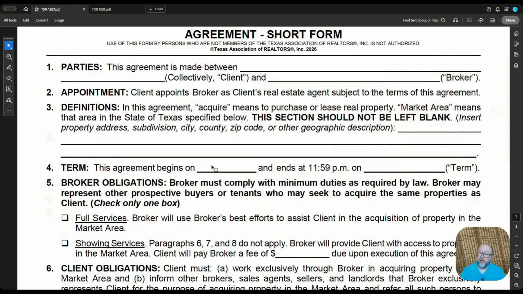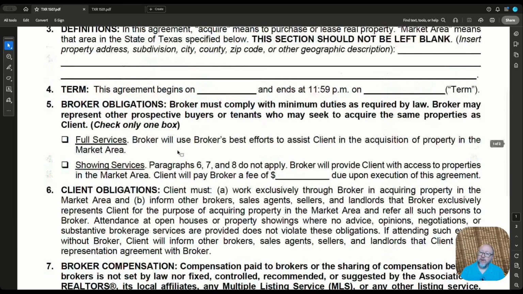Begins on a particular date and ends on 11:59 p.m. on a particular date. So you have a legal requirement as a license holder to put a definite termination date into this agreement, right? And that's what this is here to try and get you to do. If you don't, you're violating the License Act. You could get your license suspended or revoked. You don't want to do that. All right. This states the broker must comply with minimum duties as required by law. Also states brokers may represent other prospective buyers or tenants who may seek to acquire the same properties as the client.